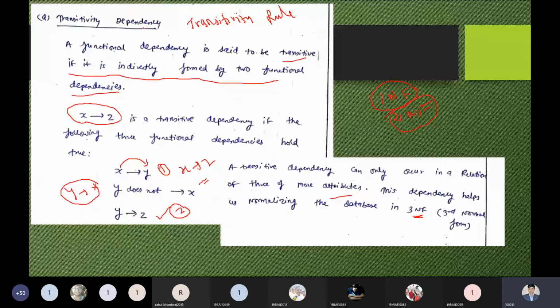So, for understanding the normalization, it is necessary to understand all the concepts properly, and those are functional dependency, its rules, and its various types. Here I'm explaining all the concepts with the help of an example, and from this example you can understand. This is the last dependency type of the functional dependency: we have the transitive dependency.